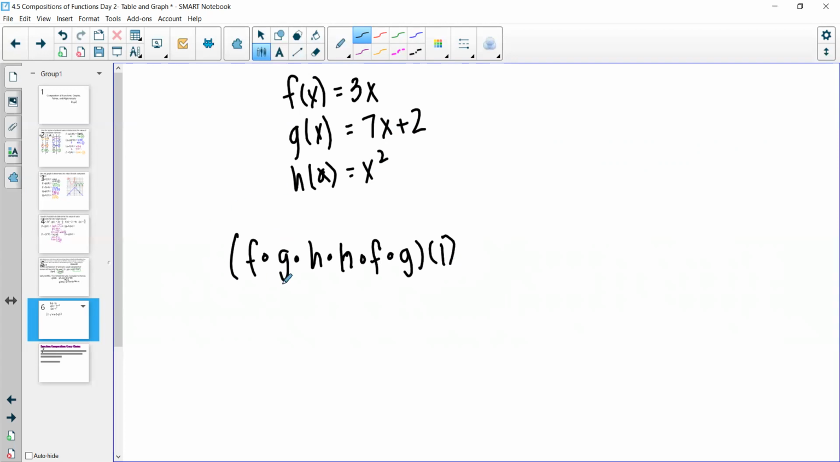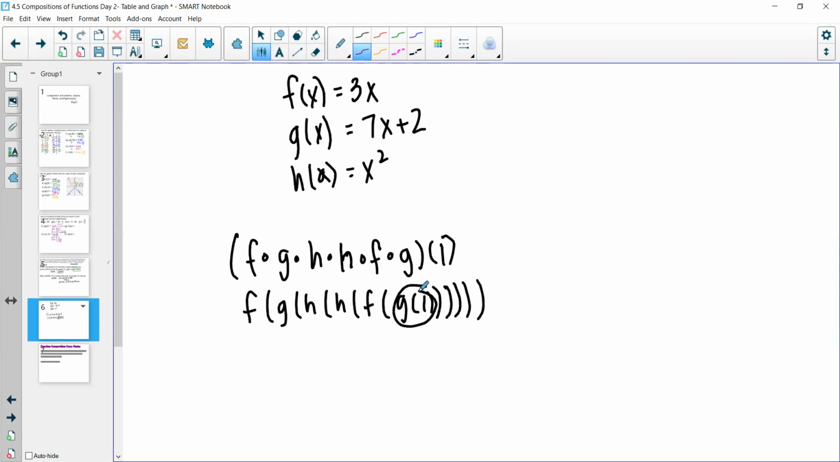Well, this means that I'm going to evaluate each of these starting from beginning to end. So we've got f composed of g, composed of h, composed of h, composed of f, composed of g of 1. And then we have all of our parentheses for each one that we have there. And then we can evaluate it. So we start with the most inside here, g of 1. And so as we're evaluating g at 1, we would say 7 times 1 plus 2 equals 9.